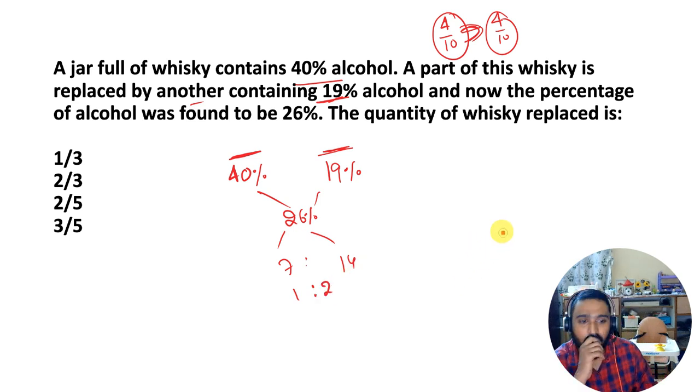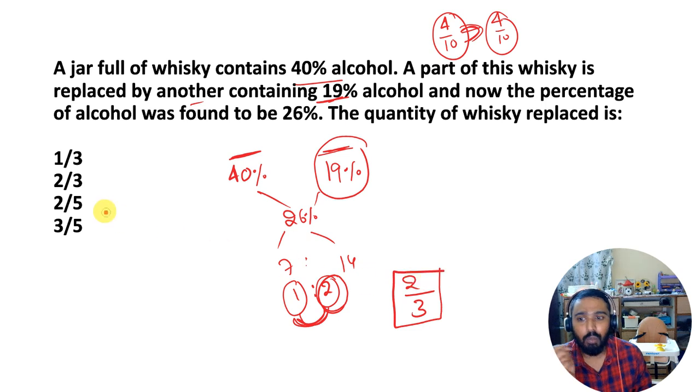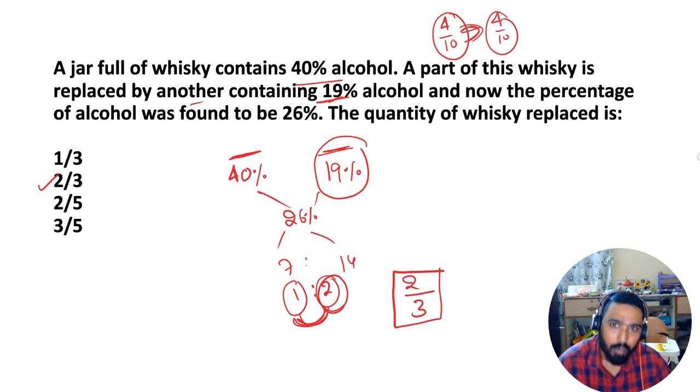Now here 19% of this was not there originally. How come I got the 1:2 ratio? That means this must be 3 parts. Totally it was 3 parts, out of which I have removed 2 parts. So 2/3 of it was removed. 2/3 of it must be removed. I hope everybody of you are understanding it.